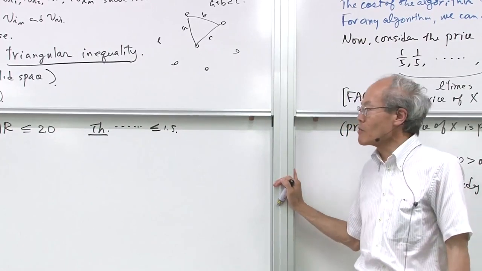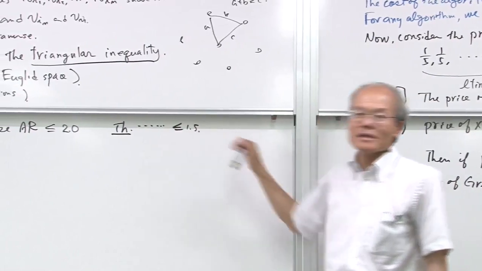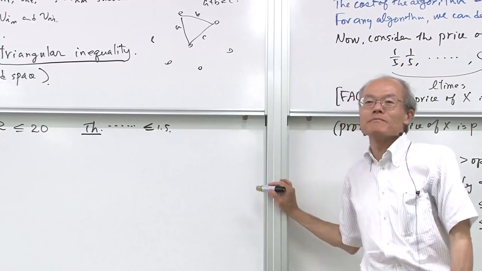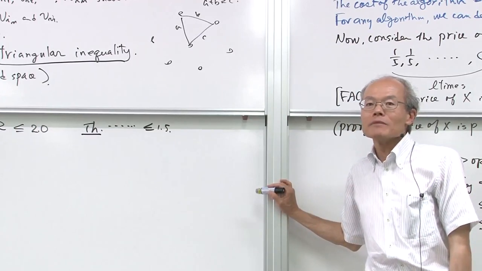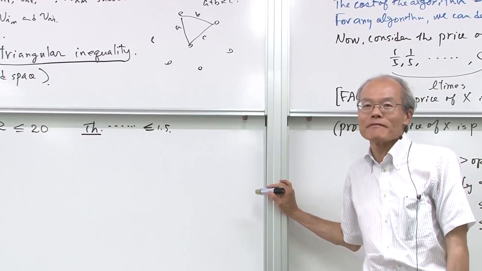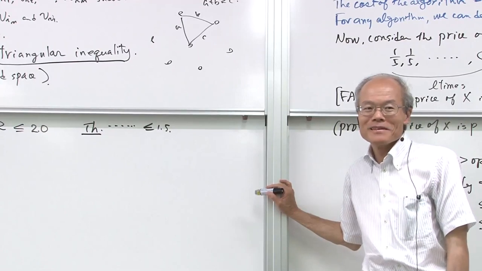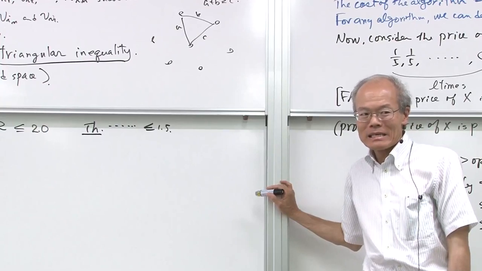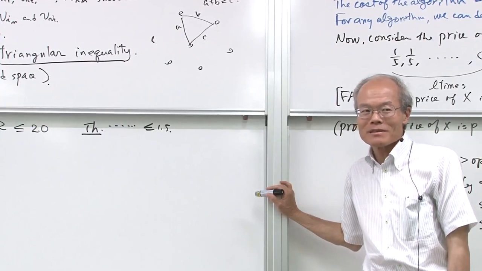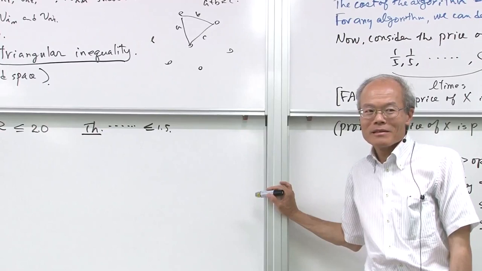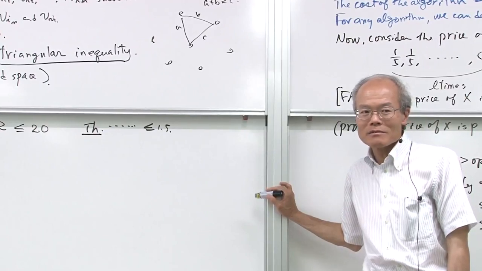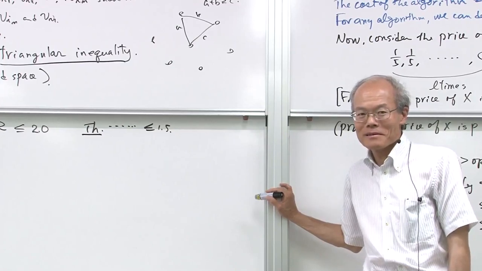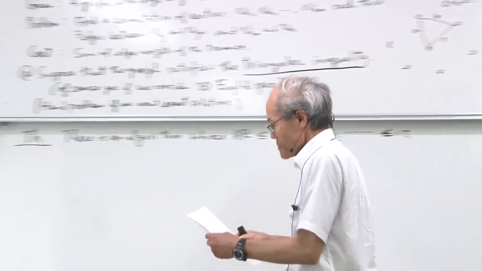So if you could find a good algorithm whose ratio is strictly less than 1.5, then this is big, big news. You can instantly become a famous person in this community. We have many such problems. If you could once solve one, you can instantly be a famous person in the world.